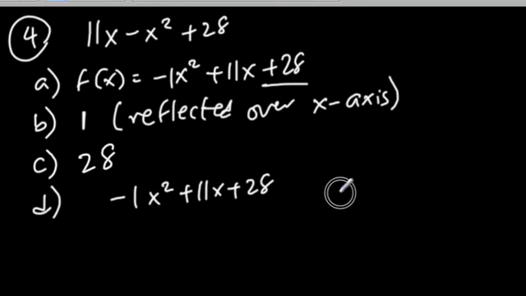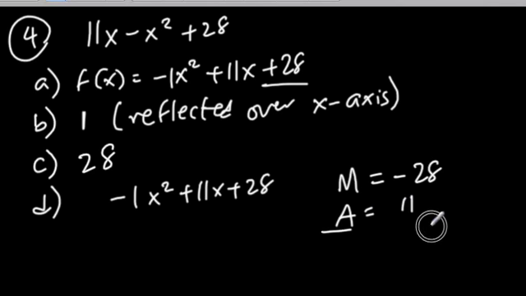So using the man method, remember it's the first term times the last term. So it's negative 1 times 28, which is negative 28. A is the added term, so that's the middle term always, so that's 11. So we've got to find two numbers that multiply to negative 28 and add up to 11.